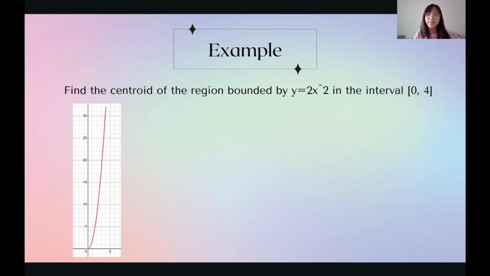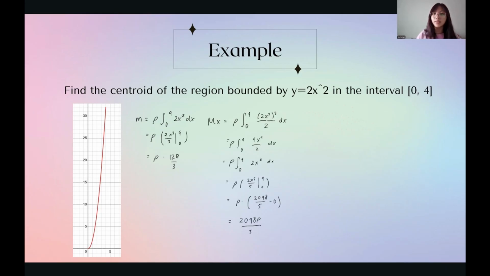So we can do this by first finding the mass by using the formula from the previous slide. Mass equals density times the integral over the interval 0 to 4 of f(x) dx. If we solve the equation, we can see that the mass is equal to density times 128 over 3. Now let's find the moment across the x-axis. Moment across the x-axis is equal to density times the integration from 0 to 4 of (f(x))^2 over 2 dx. Now (f(x))^2 is equal to 4x to the power of 4. So if we solve this equation, we can see that the moment across the x-axis is 2048 over 5 times the density of the plane.